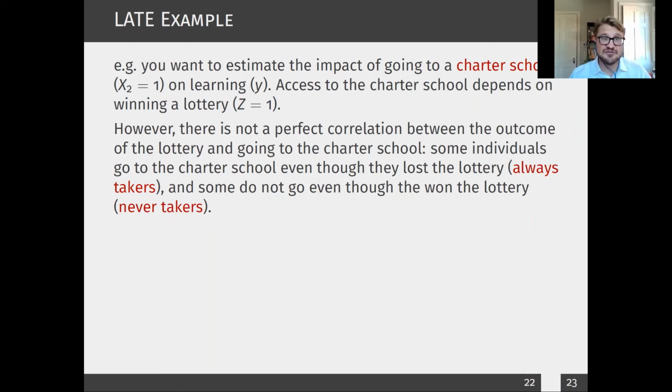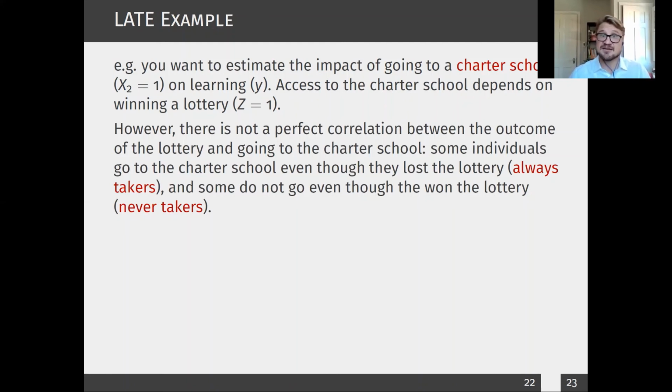There's some individuals who did not win the lottery and somehow go to the charter school. They were somehow able to cheat the system and get in. They're the always takers. They always take up the treatment. And there are those who do not go to the charter school even though they won the lottery. Maybe they just couldn't afford it, or a bunch of other stuff. They realize it's not their actual choice. And so winning a lottery is not the same as going to the charter school.